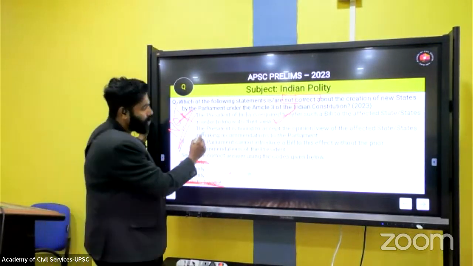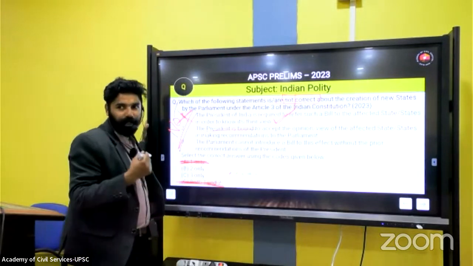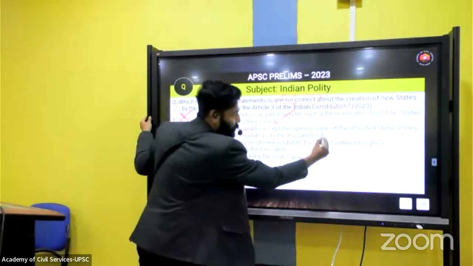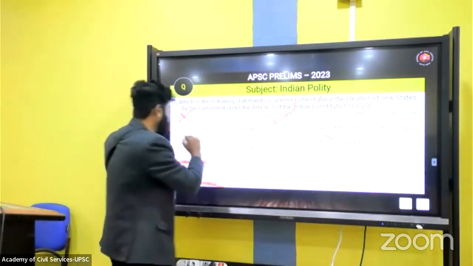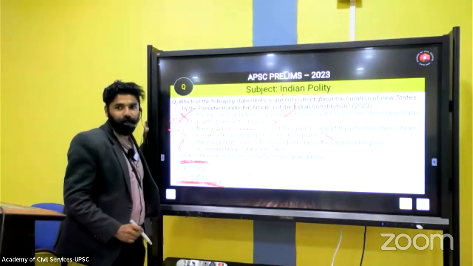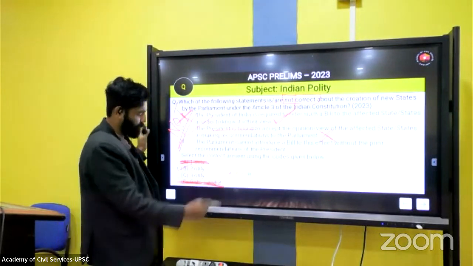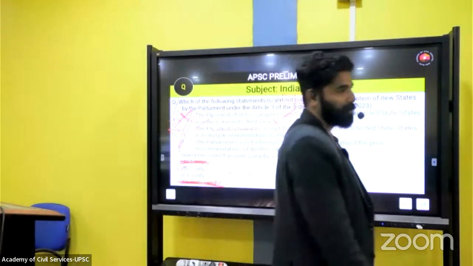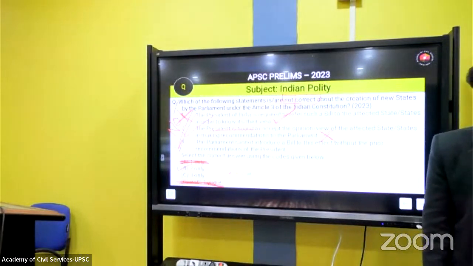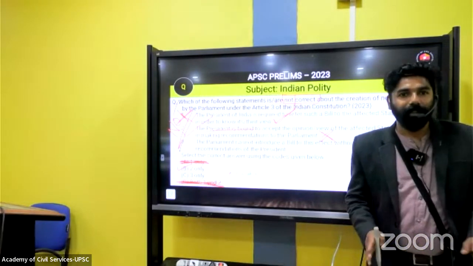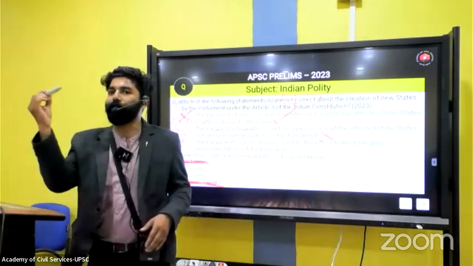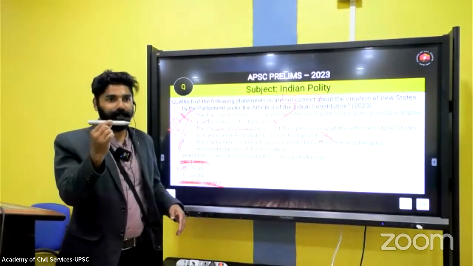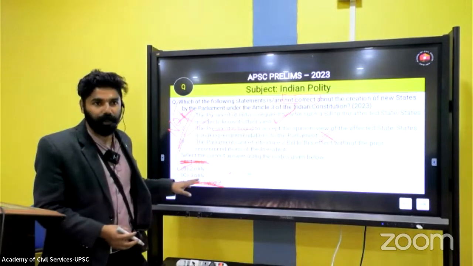Second statement, president is bound. You know that it is not bound. This statement is wrong. We are marking wrong here, and opposite to that, 2 is correct. 2 only. So this is a different way of solving the question. If it is not correct, the use of the pen is different. The correct answer to this question was 2 only.